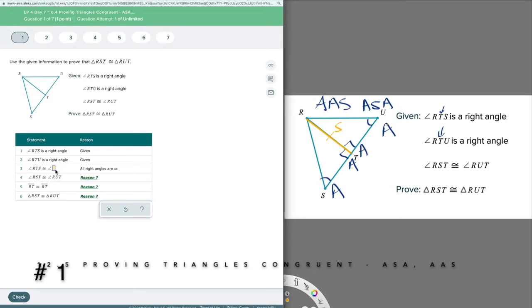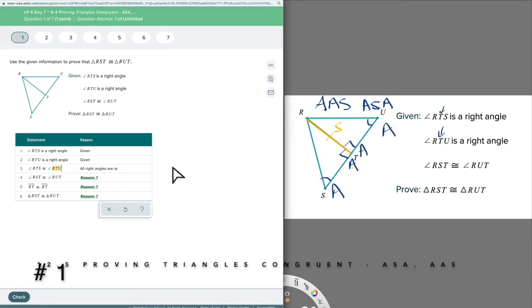On the next ones, we're not going to have fill in the blank, we're going to have to do all the work ourselves. So it becomes a little bit more difficult there. So now I have RTS is congruent to RTU. And how do I know that? Well, remember, they're both right angles. We were given that information up here. And all right angles are congruent. So now I have RST is congruent to RUT.